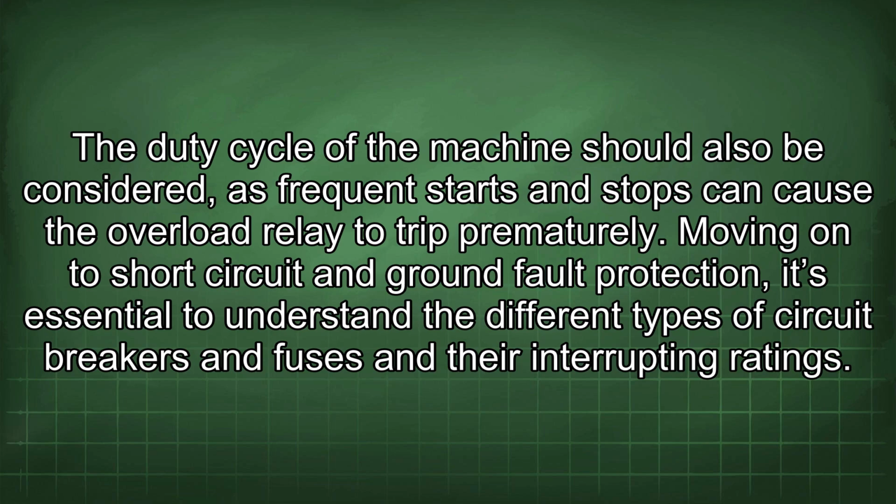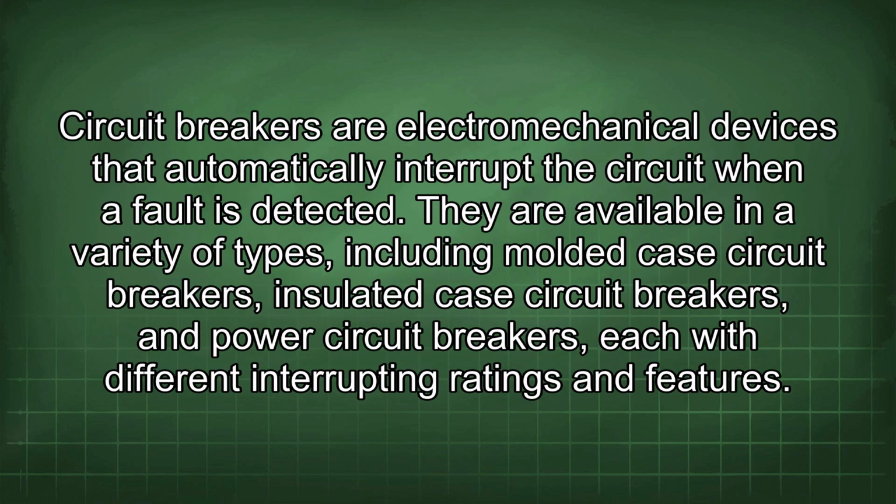430.32. The duty cycle of the machine should also be considered, as frequent starts and stops can cause the overload relay to trip prematurely. Moving on to short circuit and ground fault protection, it's essential to understand the different types of circuit breakers and fuses and their interrupting ratings. Circuit breakers are electromechanical devices that automatically interrupt the circuit when a fault is detected. They are available in a variety of types, including molded case circuit breakers, insulated case circuit breakers, and power circuit breakers, each with different interrupting ratings and features.